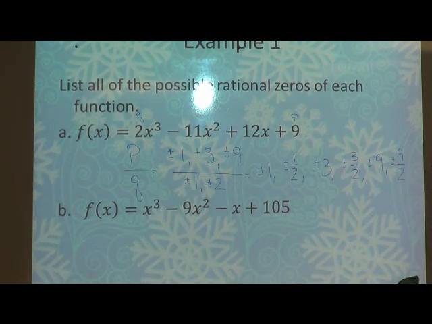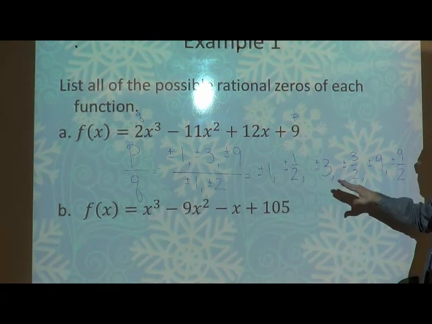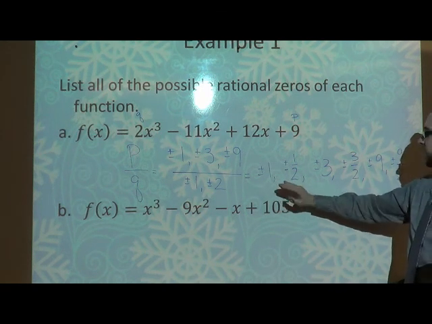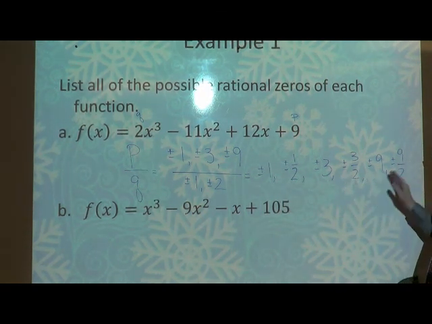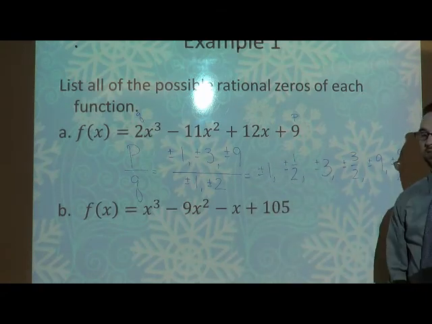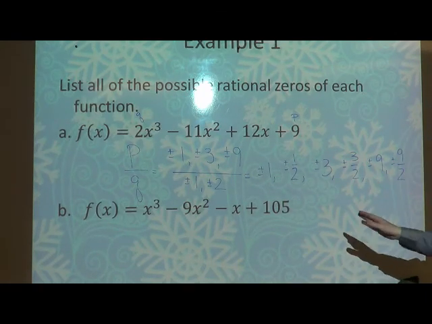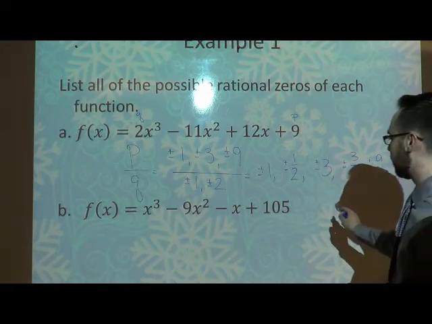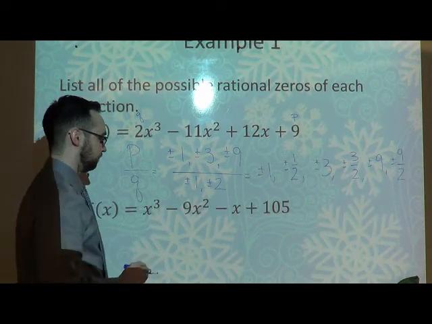So if you found out there are no negatives, you would just have positive 1, 1/2, 3, 3/2, 9, and 9/2. If you found out there's no positives, you'd have negative 1, negative 1/2, negative 3, negative 3/2, negative 9, and negative 9/2. But if there's at least one of each, then you have to try all of those until you find a 0. You don't have to try all of them, but try them until you find a 0. So let's go ahead and take a look at this next one.